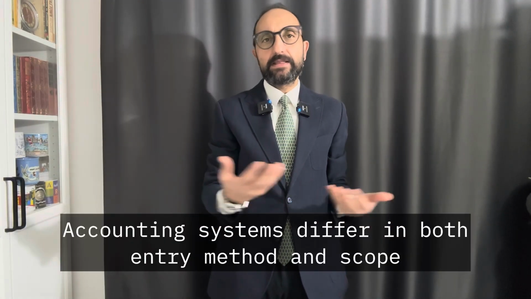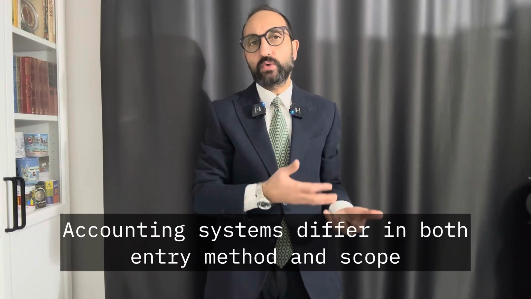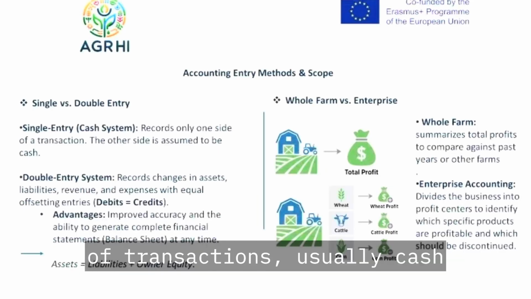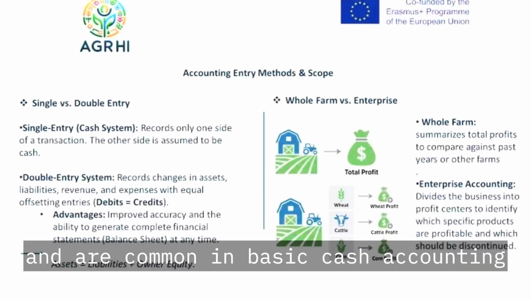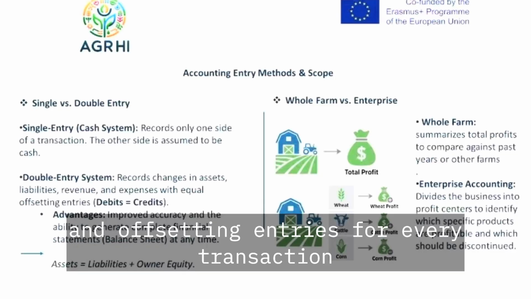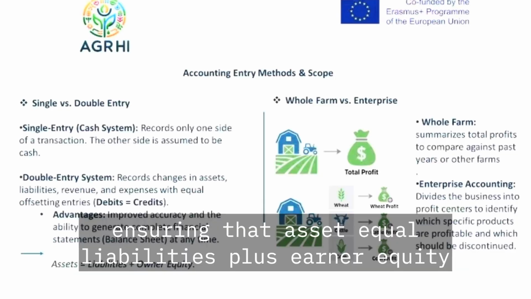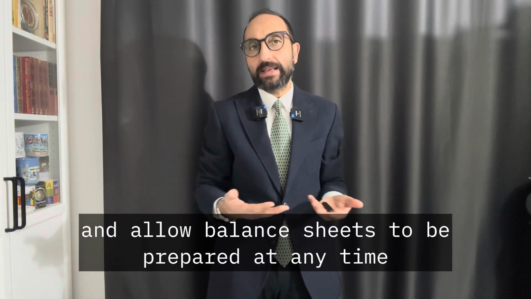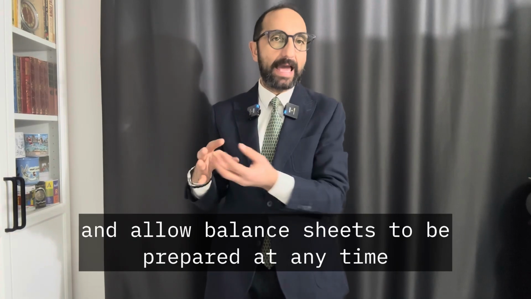Accounting systems differ in both entry method and scope. Single entry systems record only one side of transactions, usually cash, and are common in basic cash accounting. Double entry systems record equal and offsetting entries for every transaction, ensuring that assets equal liabilities plus owner equity. Double entry systems are more accurate and allow balance sheets to be prepared at any time.